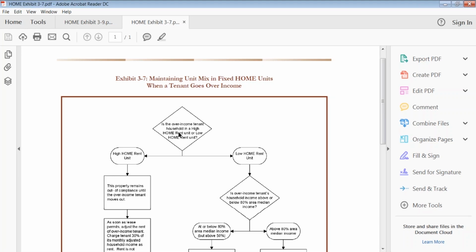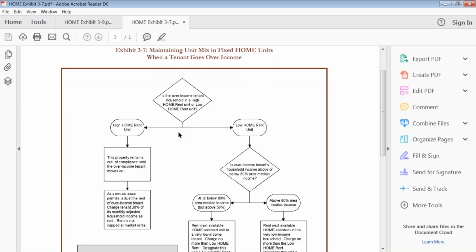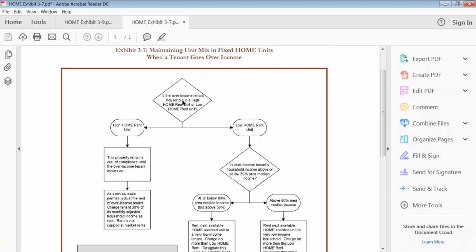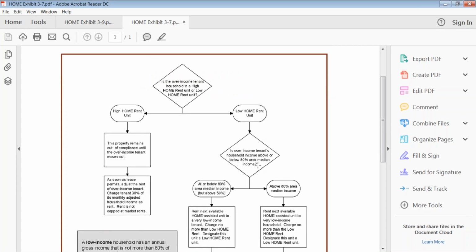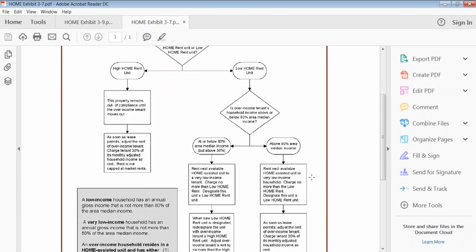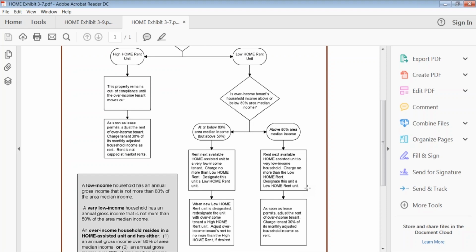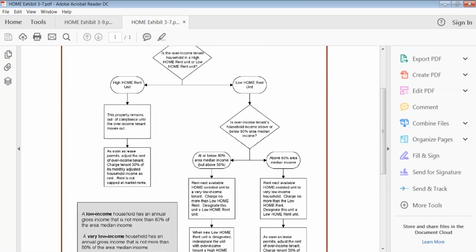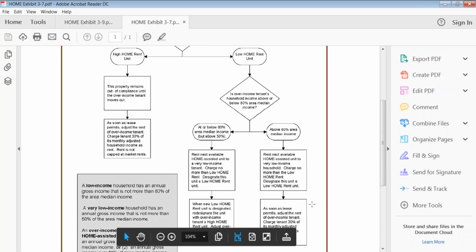So let's say that for Unit 113, let's say it's a fixed home unit. And so it's fixed, they're in a low home unit, they're over 80% AMI. So that means you have to rent your next available home-assisted unit to a very low-income household, so that's under 50%, and charge that household no more than the low home rent, and that's your new low home rent unit. In addition, as soon as the lease permits, you have to increase the rent to 30% of the tenant's monthly adjusted income.